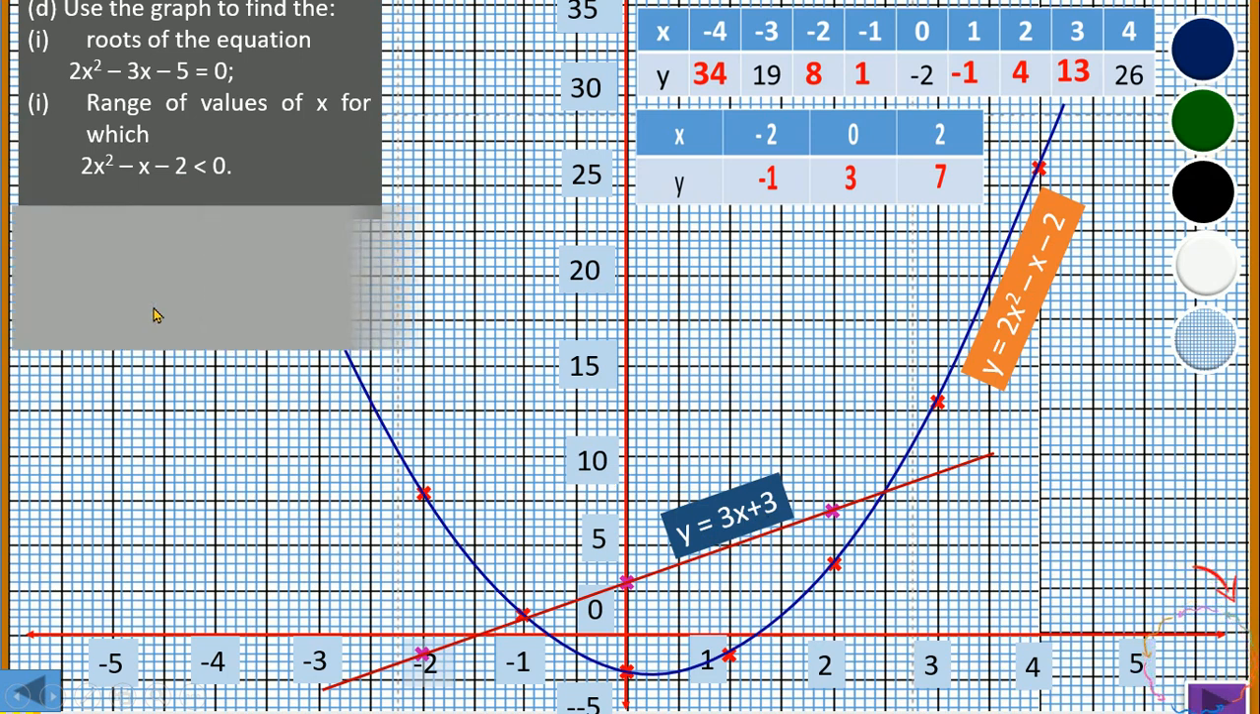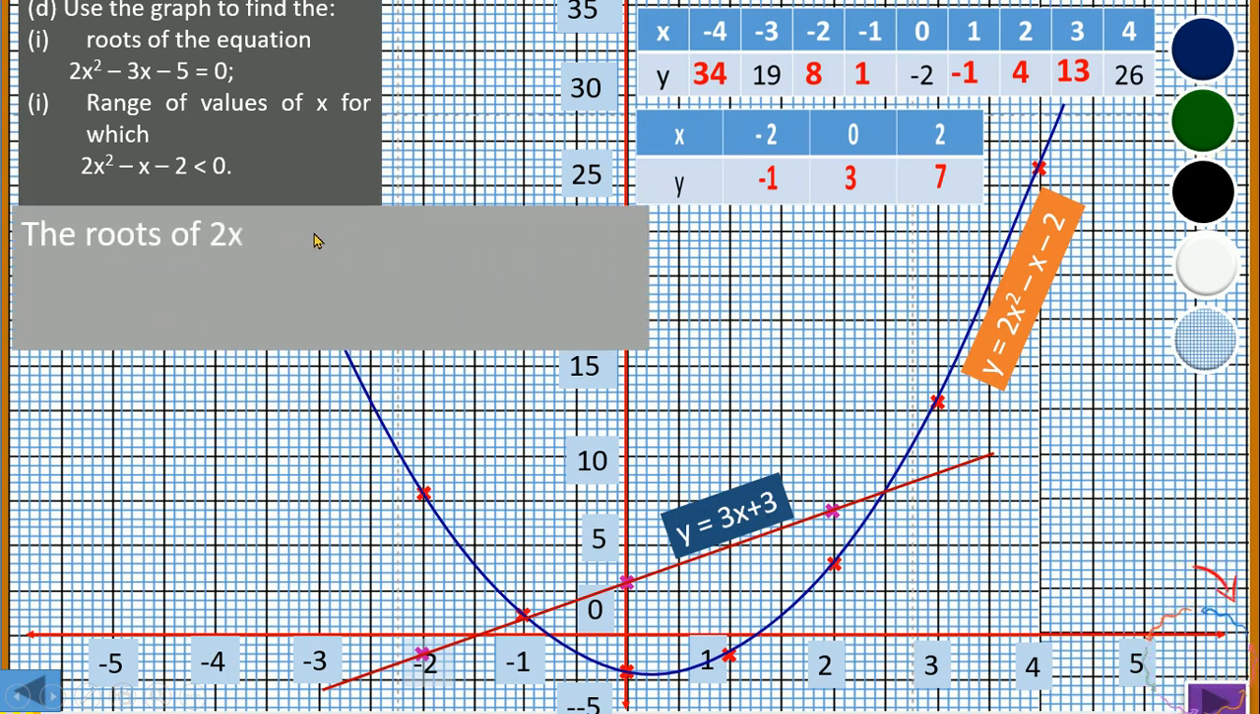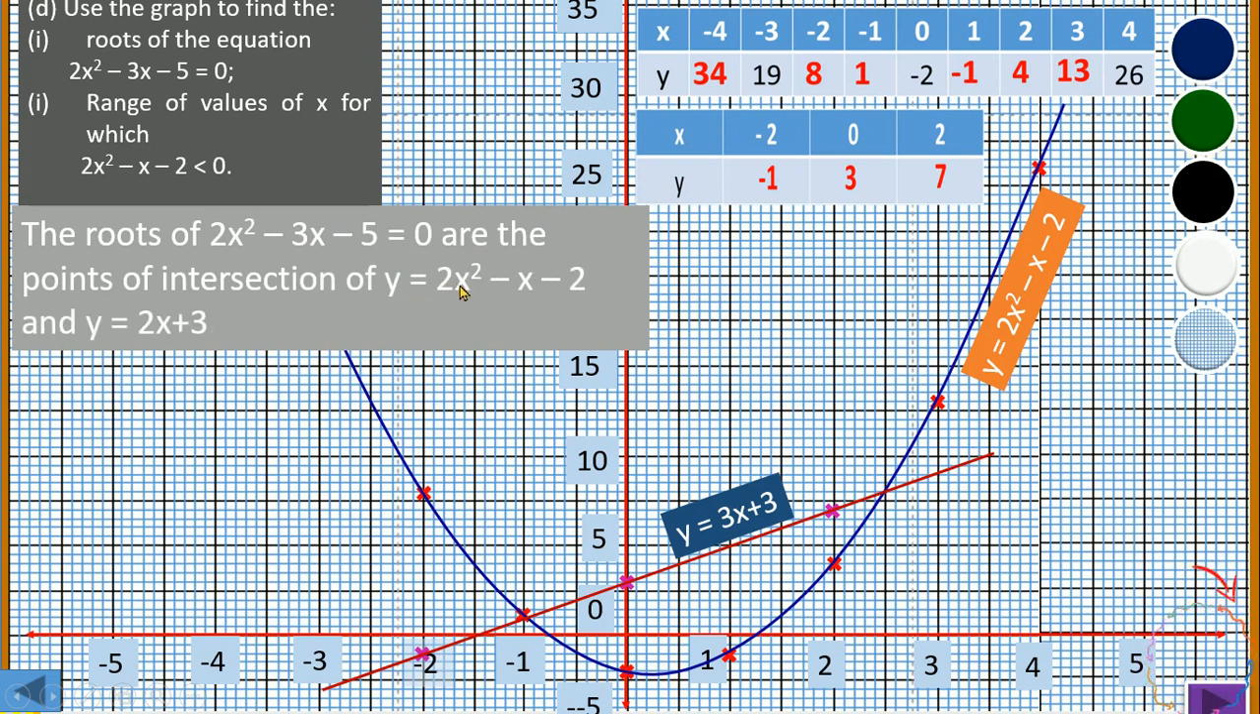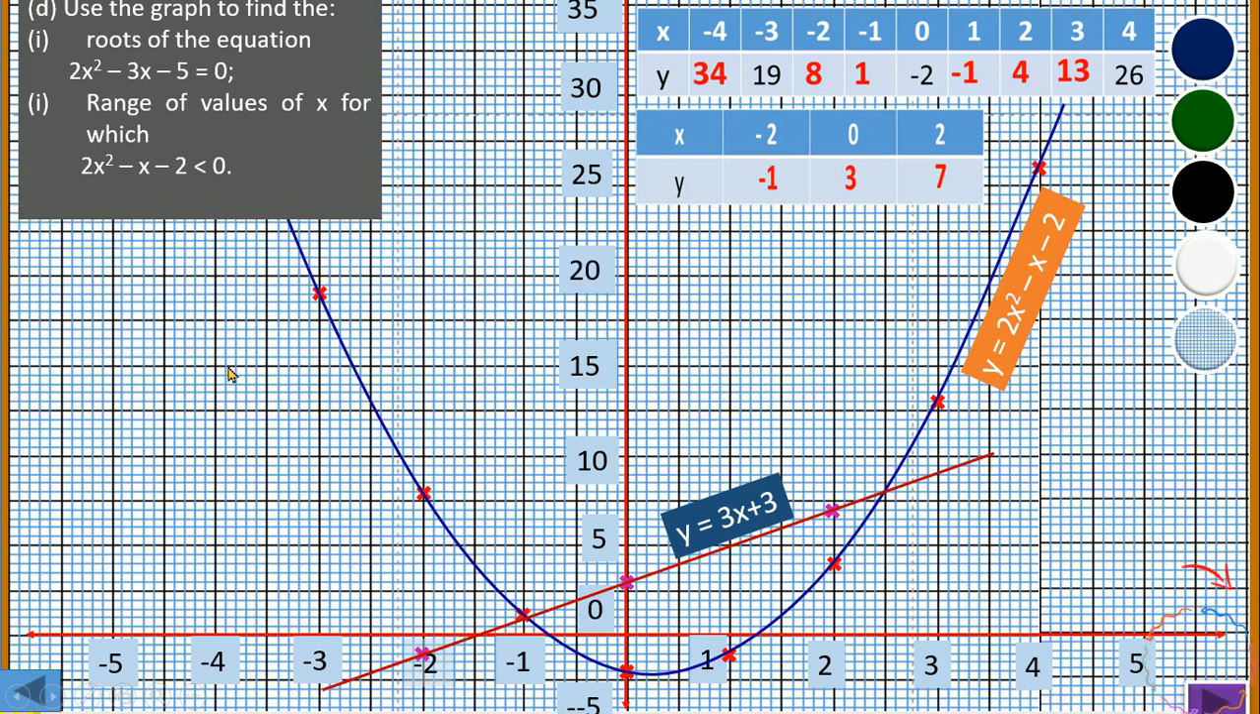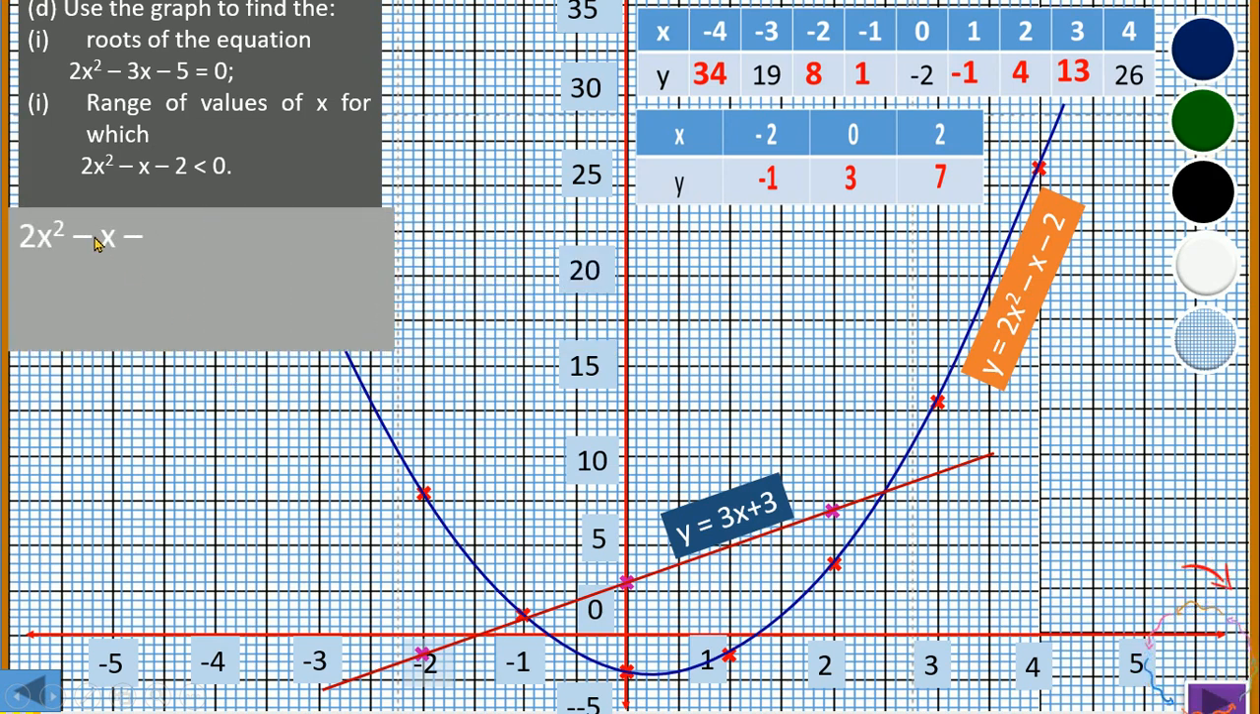So therefore, the roots of 2x squared minus 3x minus 5 is equal to 0 are the points of intersection of the function y is equal to 2x squared minus x minus 2 and the function y is equal to 3x plus 3. So now that means 2x squared minus x minus 2 will be equal to 3x plus 3 at the points of intersection here and here. So now taking 3x plus 3 to the other side, then we have this is equal to 0.